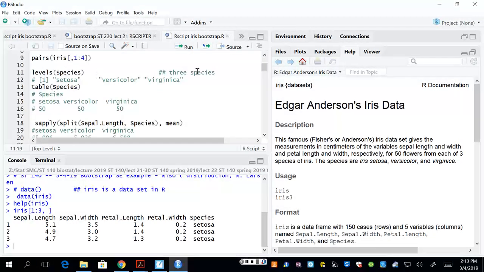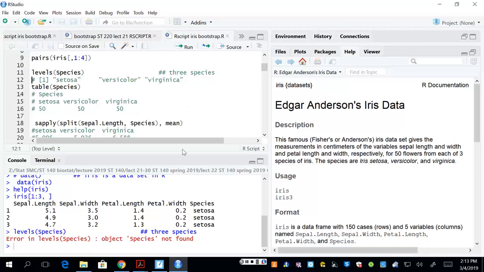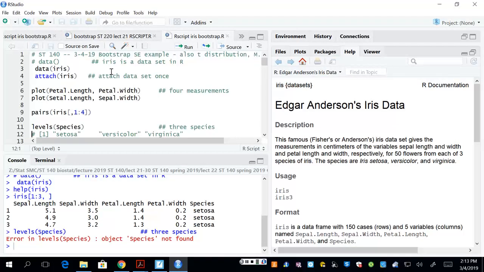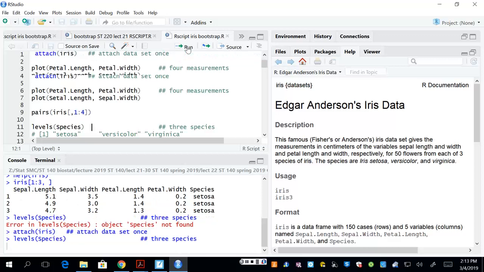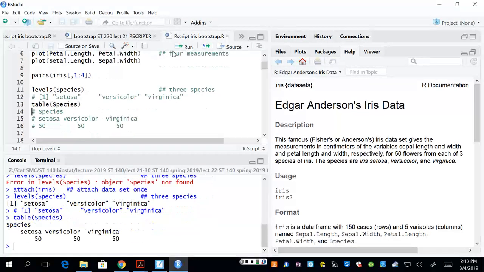There are 3 different species. I didn't attach it. Did I attach that? Try it. Okay, now it'll work for me. So I had to attach the data set so it knows to look for those variable names separately. So it has 3 different things. There's 50 of each type.